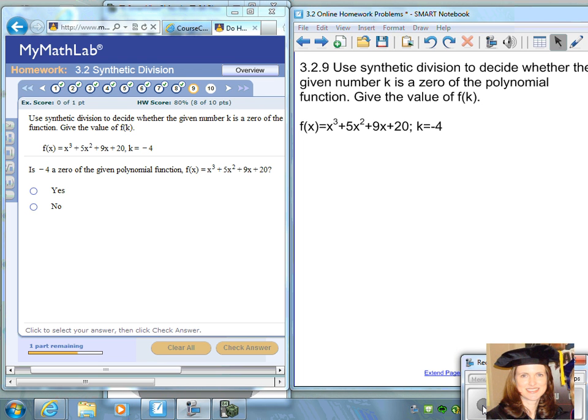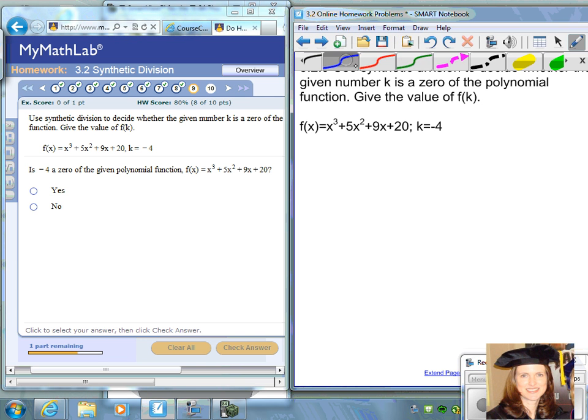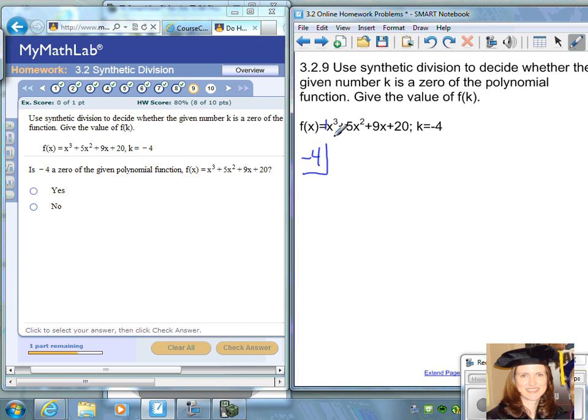Question number 9 from section 3.2, synthetic division. We're asked to use synthetic division to decide whether the given number k is a zero of the polynomial function and give the value of f of k. So when you do the setup here, you want to know if negative 4 is a zero. So you're going to put a negative 4 in the box, and then you're going to use the coefficients of the polynomial function, beginning with 1, 5, 9, and 20.